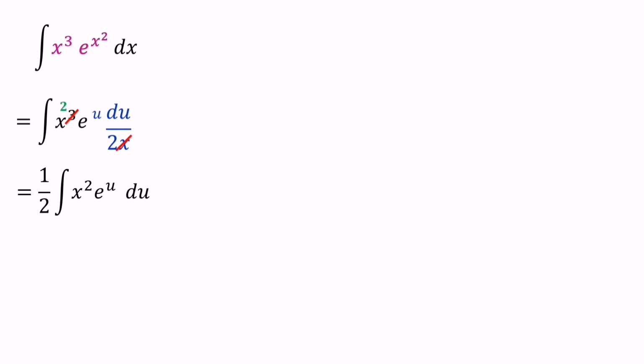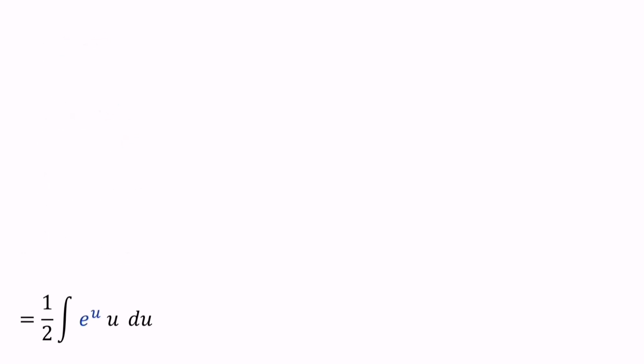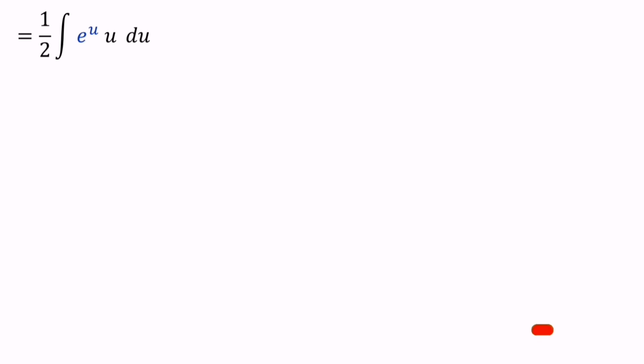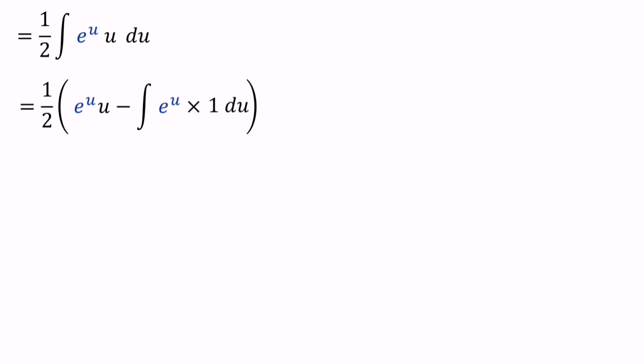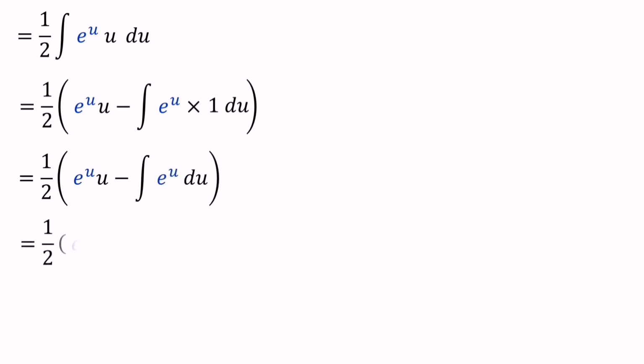Instead of the x squared value, we can substitute u. To simplify the integral of e to the power of u times u, we can use the integration by parts method. Integral of e to the power of u, we write as e to the power of u. We can write the value of u as it is, minus integral e to the power of u times the differentiation of the u value. Differentiation of the u value equals 1. Now we need to get the integral of e to the power of u. Integral of e to the power of u equals e to the power of u.